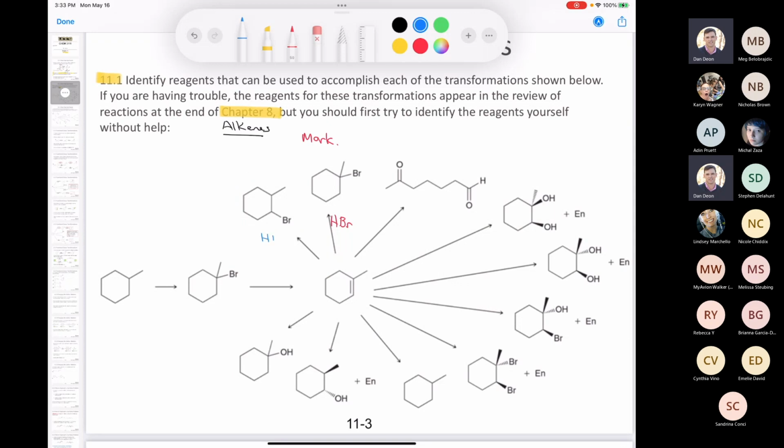We do need HBr, but could anybody tell me, how do I change the reaction conditions so that I get the anti-Markovnikov product? Yeah, absolutely. I heard somebody unmute their mic, and I'm sure they had the right answer. Yes, you add a peroxide to it. Absolutely. Perfect. Great, excellent.